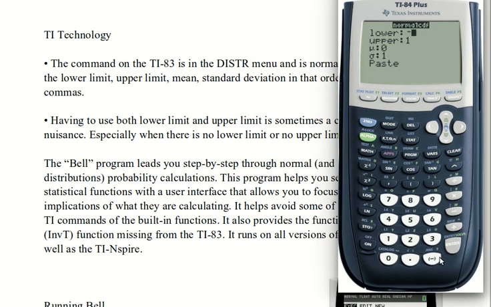Let's go from -1 to 1. That is one standard deviation below the mean to one standard deviation above. And I know that those upper and lower limits are units of standard deviation because sigma is 1 and mu is 0. We're basically just checking the empirical rule, and it says that 68% of the data is between one standard deviation to the left and one standard deviation to the right of the mean.